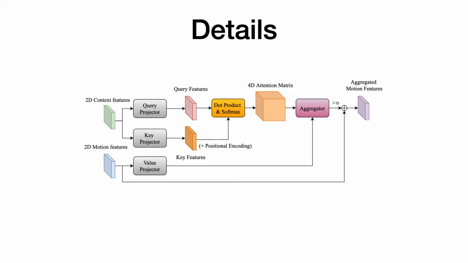To model the self-similarities in the reference frame, we project the context features to a query feature map and a key feature map. We then take the dot product and softmax to compute a 4D attention matrix, which encodes self-similarities in the appearance feature space. We project the motion features encoded from the correlation volume to a value feature map, which is then aggregated with the attention matrix. Each globally aggregated motion feature thus contains an aggregation of all other motion features that are semantically similar. This specifically helps with addressing the occlusion problem.